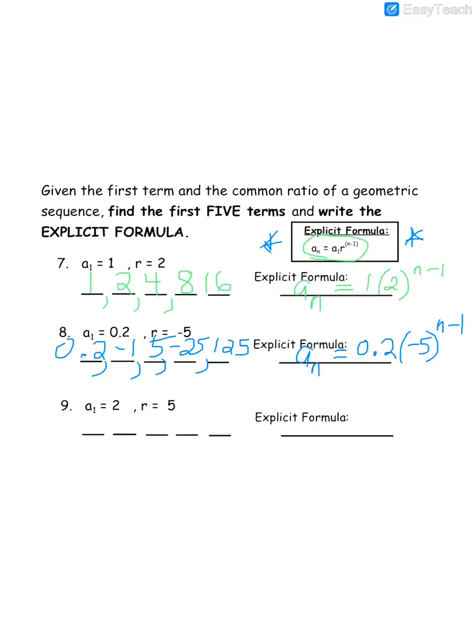Okay, let's try the next one. The first term is 2. The R is 5, so I'm going to times the prior term by 5. So 2 times 5 is 10. 10 times 5 is 50. 50 times 5 is 250. 250 times 5 is 1250. It's a big number. Okay, let's write the explicit formula. A sub n equals, who's the first term? 2. Who's my R? 5 to the n minus 1 power.